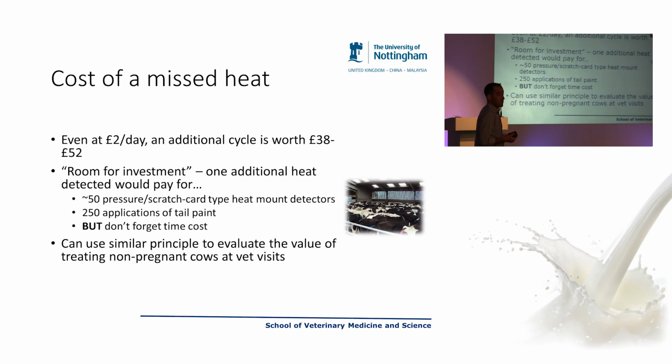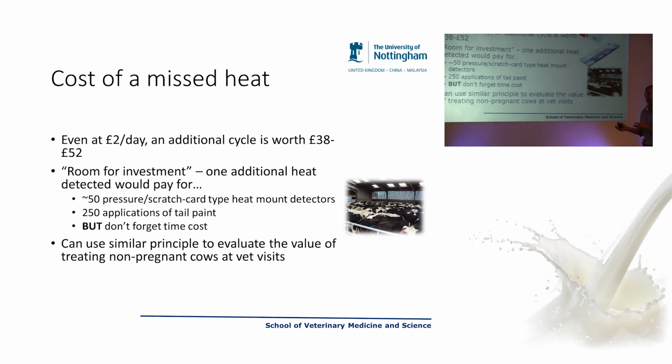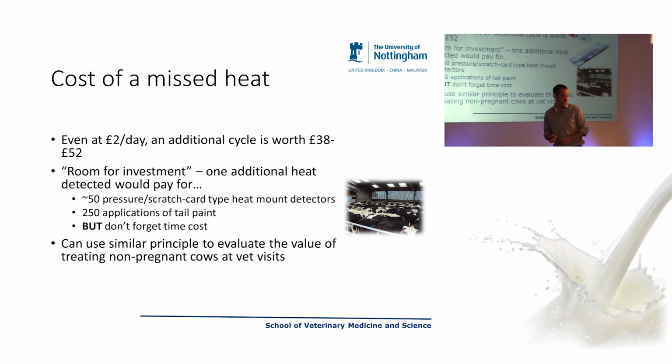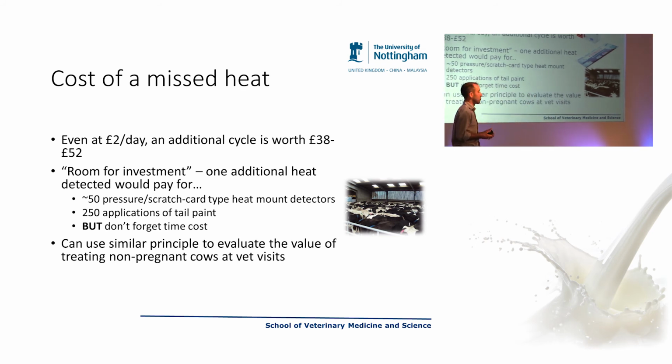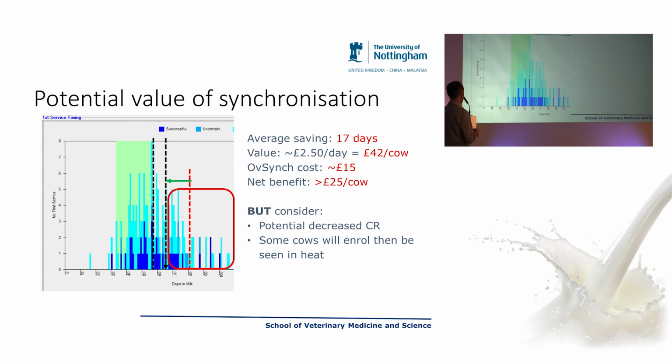So if we think about that in terms of room for investment, I talked about this in the farmer workshop this morning: one additional heat detected would pay for 50-odd scratch cards or KMARs, those heat mount detectors, very commonly very cost beneficial, or 250 applications of tail paint. Really not looking for many extra heats in order to justify these investments because the investment itself is so small. And you can use a very similar principle to evaluate the value of treating non-pregnant cows at vet visits, and indeed the value of having vet visits at all. And I'll talk about that in the workshop tomorrow morning.